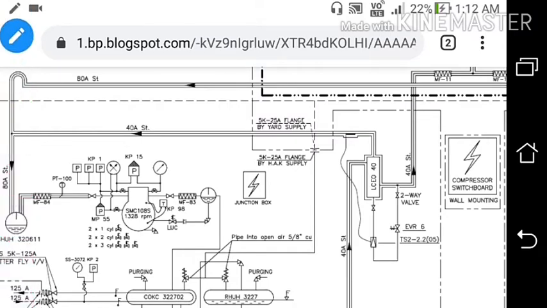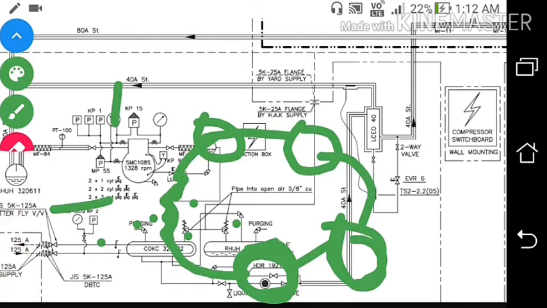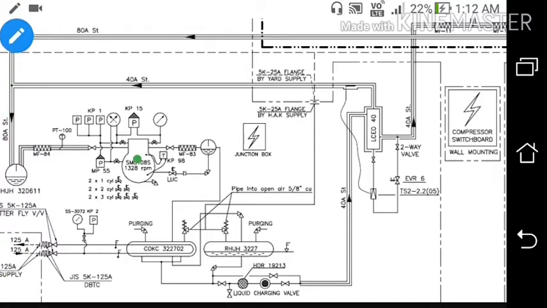In this you can see over here, this one is the compressor. This one is the compressor, this one is the condenser, this one is the receiver, and this one is the compressor switchboard. And then this one is the liquid separator, and this one is the liquid cooler.